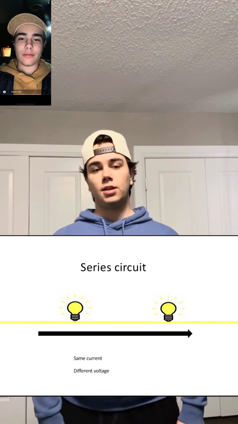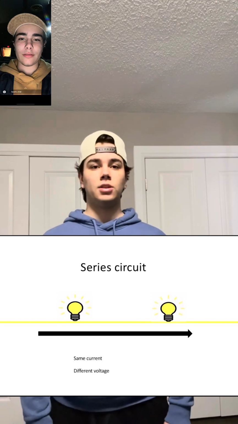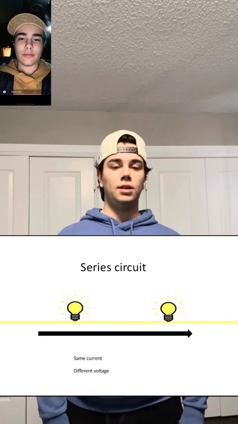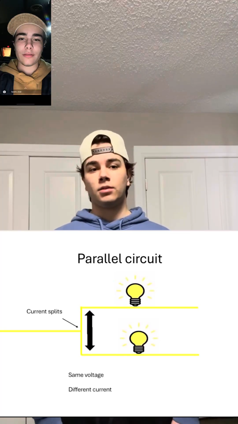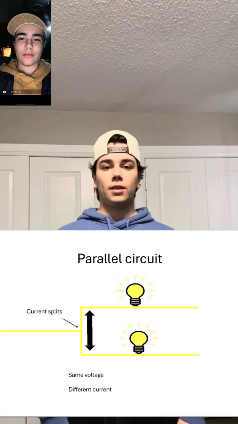So in a series circuit, they're going to share the voltage, so the voltage is not going to be the same throughout the two light bulbs, but they're going to have the same amount of current. So that means that whichever light has the higher amount of resistance is going to have the higher amount of voltage. In a parallel circuit, it's when there's two paths for the current flow.